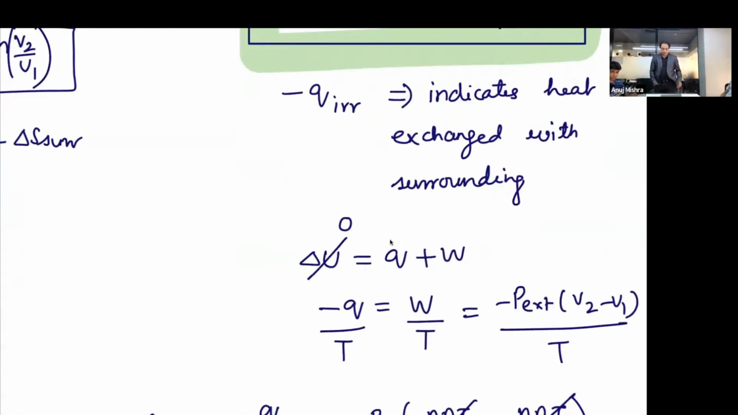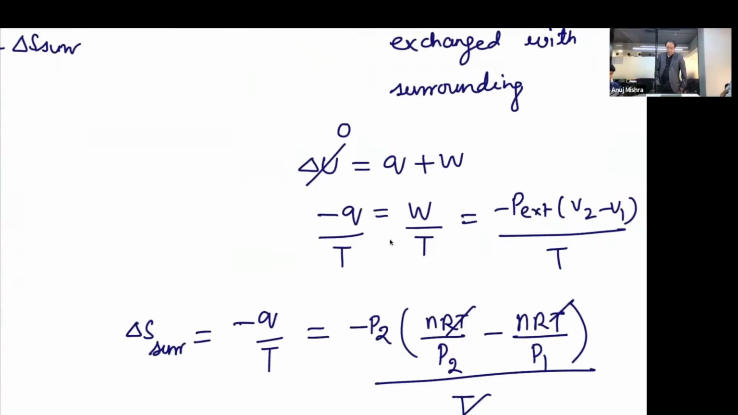Values हो जाएंगी सारी. Then you'll put the numbers. P external is P2. इसको note कर लीजिए पूरा एक बार. And V2 is nRT upon P2. V1 is nRT upon P1. Upon T में सारे T cancel हो जाएंगे. nR बाहर चला जाएगा. n का value 1 given है. R है. अब values रख लीजिए.